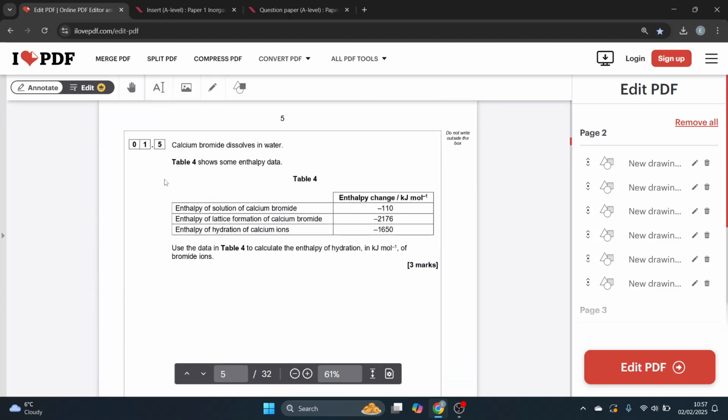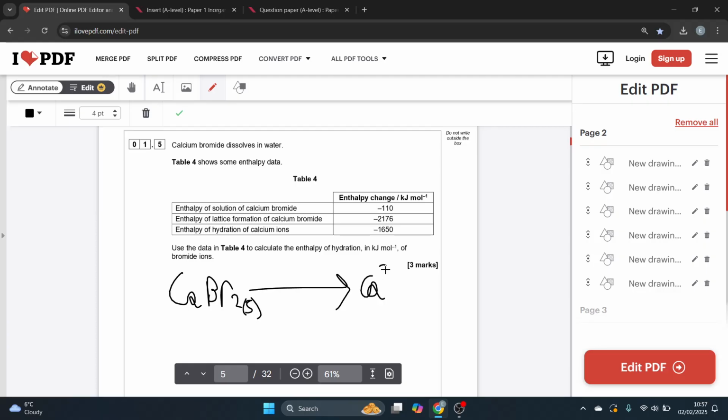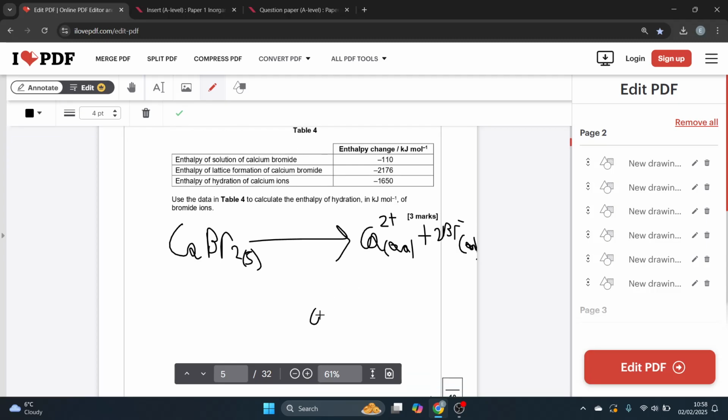1.5, calculate the enthalpy of hydration, in kilojoules per mole, of bromide ions. So calcium bromide, CaBr2, and that's obviously solid, goes to Ca2+ aqueous plus 2Br- aqueous. And I've got its gaseous states here. Actually, that wouldn't work, but hopefully you get the point though.